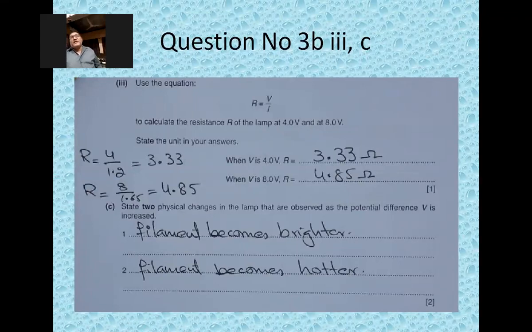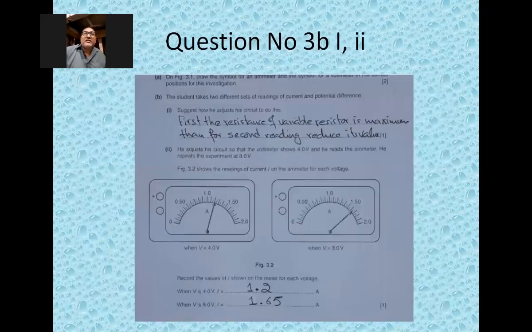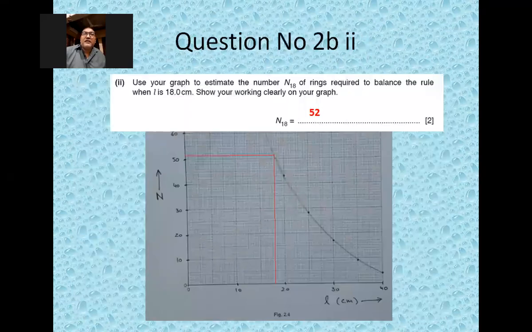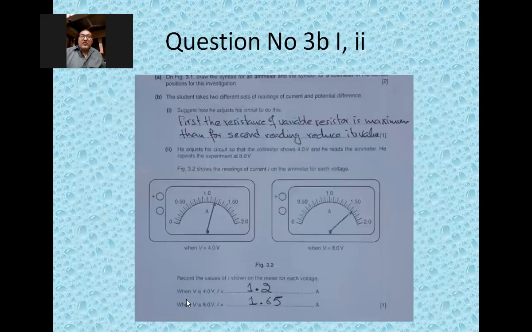So R will be, according to this table we have. Where is that table? Let me show you. So when the voltage is 4, the current is 1.2.